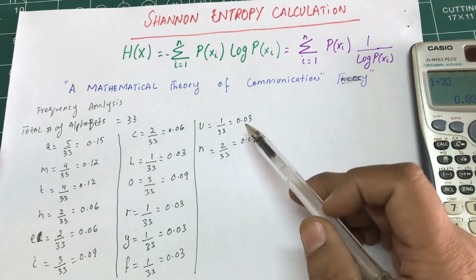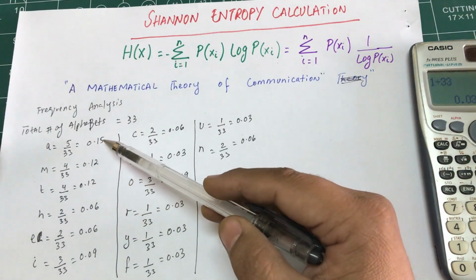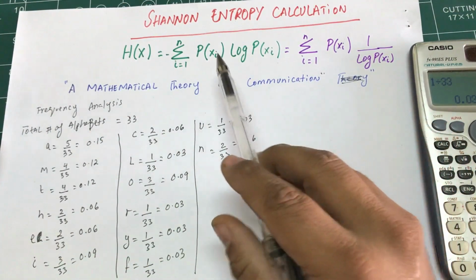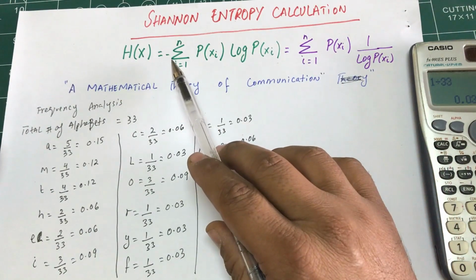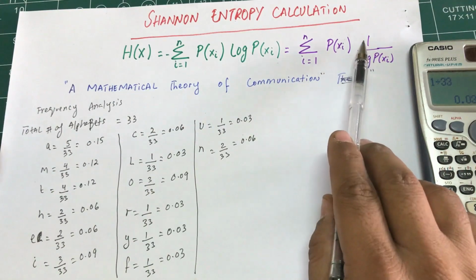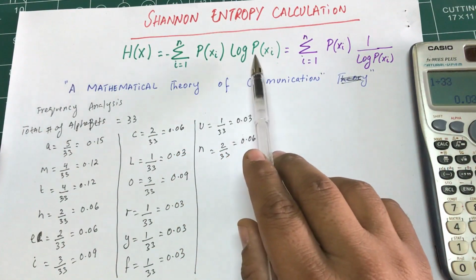So these are the alphabets which have occurred in this sentence this many times, and these are the probabilities of that. Now the idea is this. I can either write it with a negative sign. Why do we have a negative sign here? Because of 1 over log p of x. When we divide this, I will get a negative sign. Here we're just simply multiplying it.